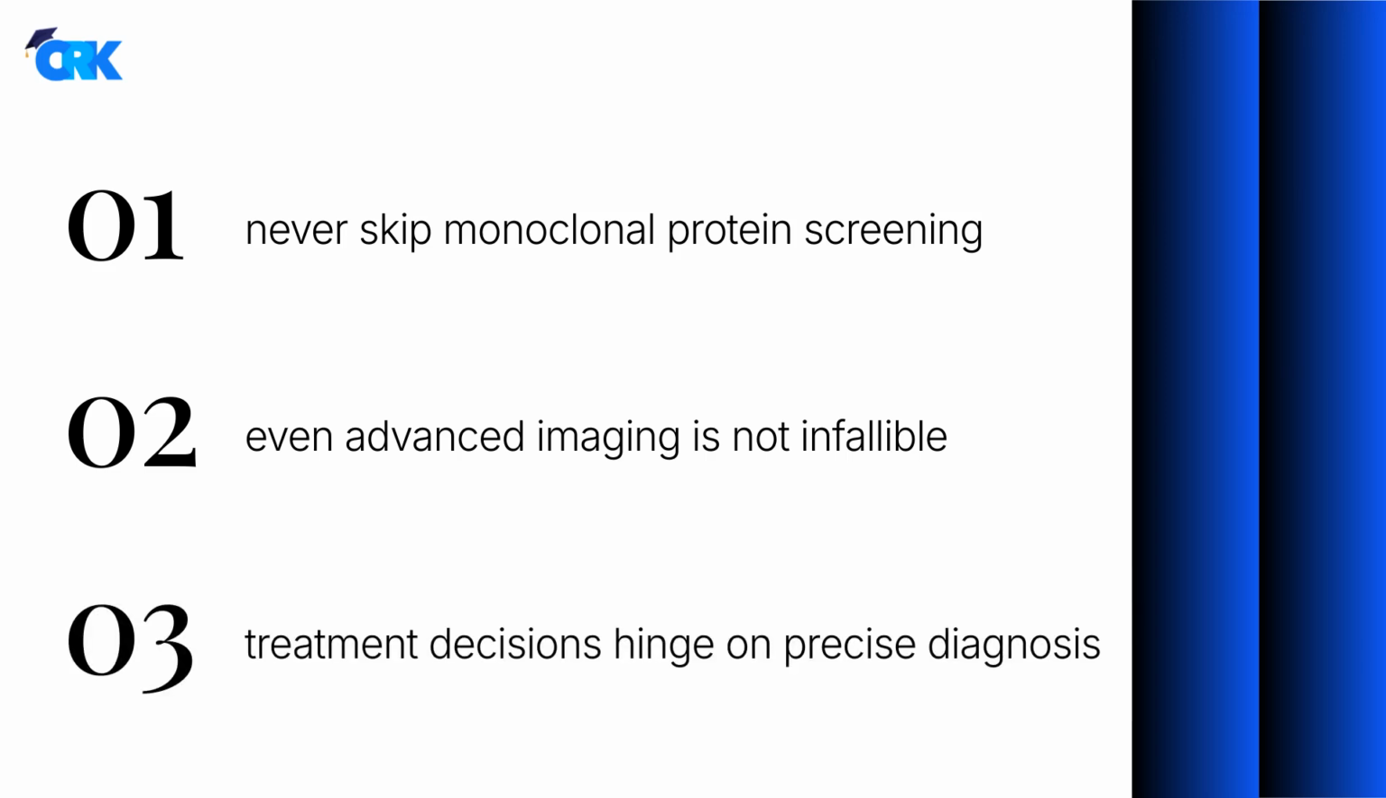And finally, this case reminds us that treatment decisions hinge on precise diagnosis. AL and ATTR amyloidosis have vastly different therapeutic approaches, prognoses, and follow-up strategies. Missing an AL component, especially in the context of a plasma cell dyscrasia like multiple myeloma, can be fatal. In conclusion, this case study doesn't just underscore the role of monoclonal protein testing, it makes it clear. You cannot diagnose ATTR-CM without first excluding AL amyloidosis. This is not just a protocol, it's a principle of safe, effective, and evidence-based care.